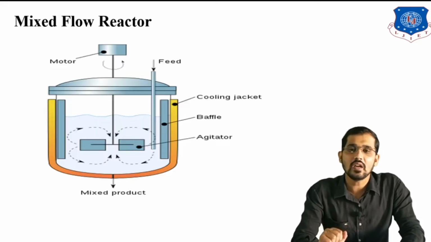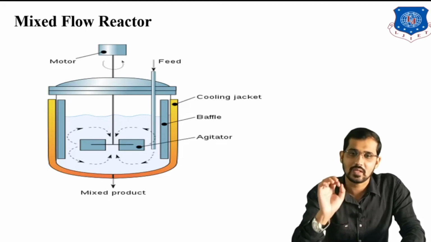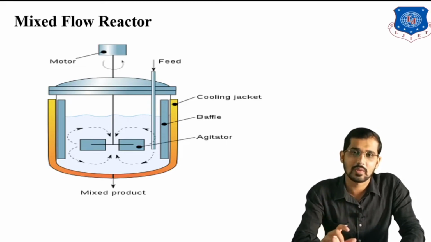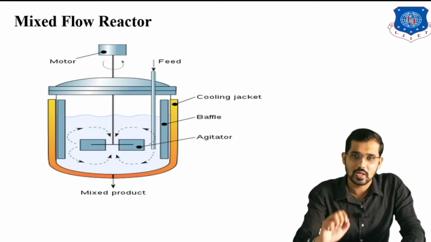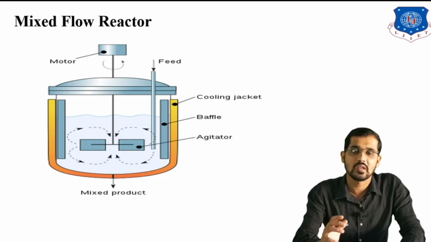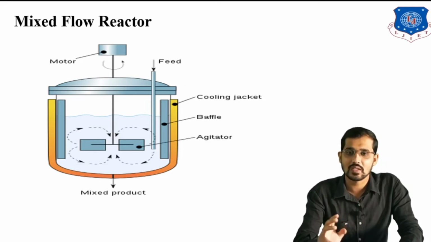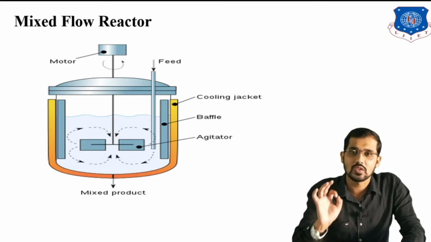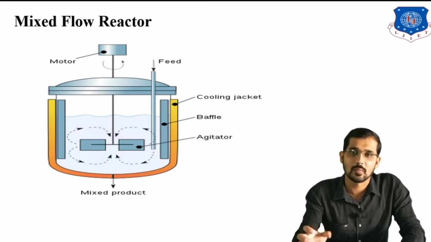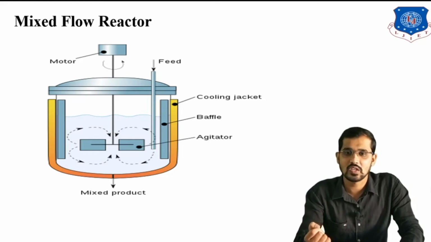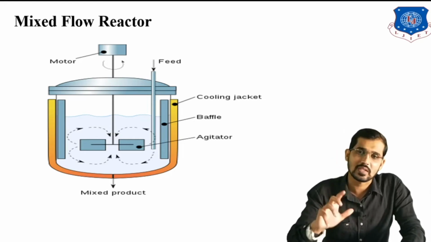After that, this is the MFR. This is nothing but mixed flow reactor. It is also having one paddle type agitator for better mixing. After that, there is a motor to increase the speed. After that, there is one hole on the top side to provide the feed. After that, you can see there is a baffle, agitator and cooling jacket. Cooling jacket is used to control the temperature of the system. Baffle is available to increase the turbulence and agitator to increase the mixing.